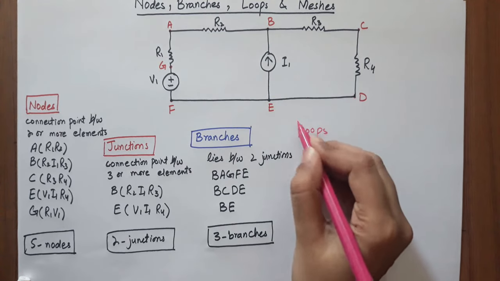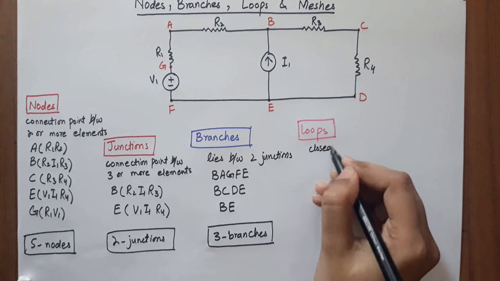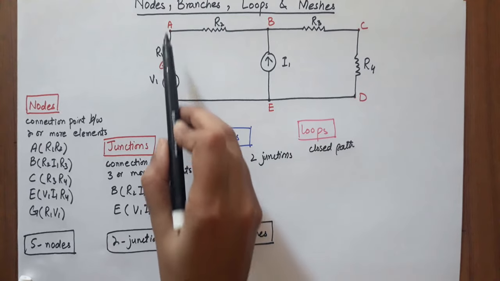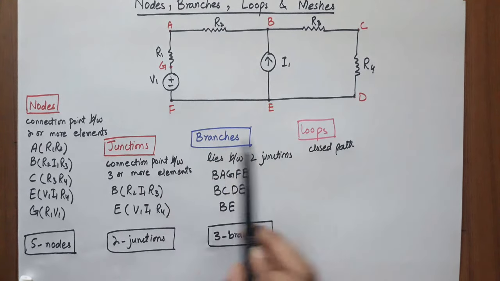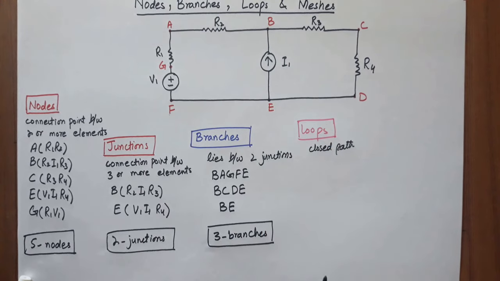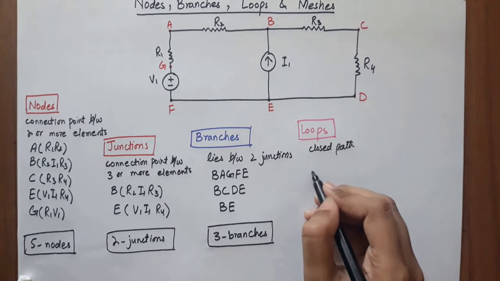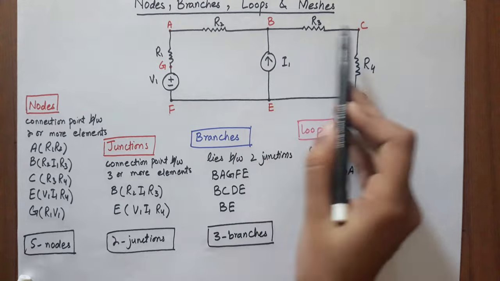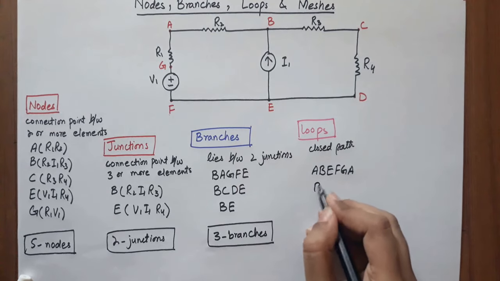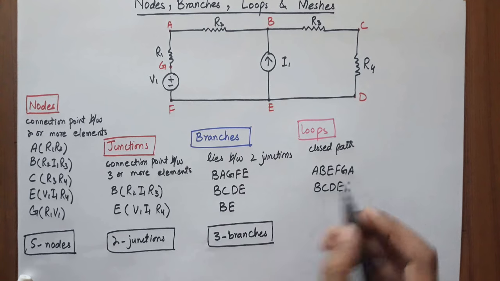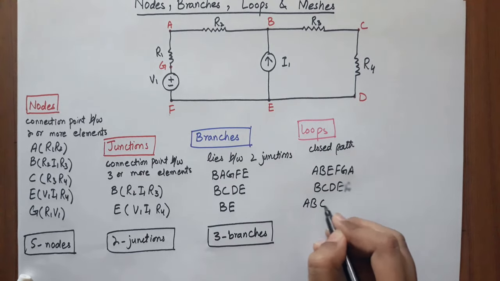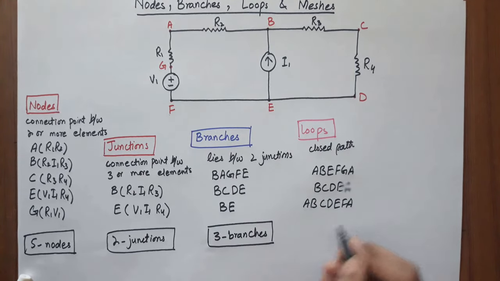Now come to the loop. What is a loop? Loop is a closed path in the circuit. In this circuit, we have A, B, E, F, G, A. A se hum start hue hain aur wapis hum A pe aa gaye hain. So it is a loop, closed path. A, B, E, F, G, A. Again, B, C, D, E, B. This is also a closed path, so it is a loop. Again, from A, B, C, D, E, F, G, A, this whole circuit is also a loop. So, we have three loops in this circuit.